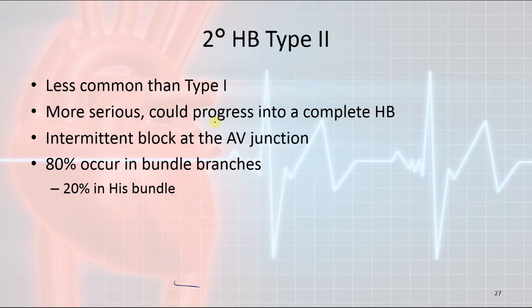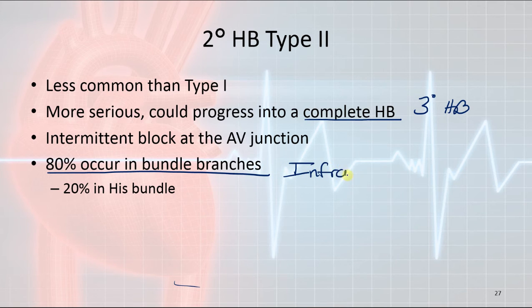They're more serious and could eventually progress into a complete heart block, which we also know as a third-degree heart block. It's an intermittent block of the AV junction, kind of like what a type 1 is, but in this case, the problem is the PR interval doesn't change. They most commonly occur in the bundle branches past the AV node. That's why a second-degree type 2 is called an infranodal block.